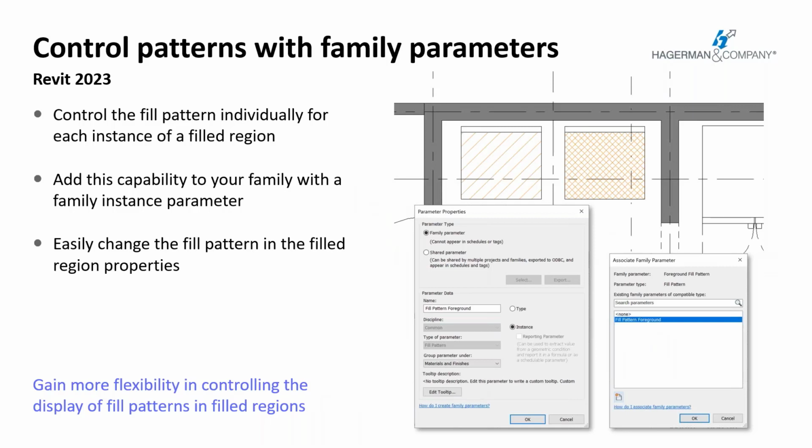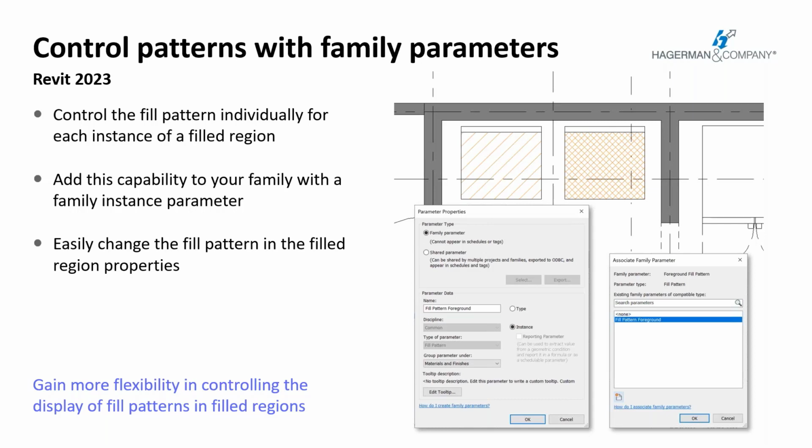Interesting feature here, the filled region tool allows you to define filled areas in detail views or add filled regions to annotation families. In previous releases of Revit, the fill patterns for filled regions were driven by a family type parameter. This required you to create separate family types for each fill pattern for the same family. In Revit 23, it enables the use of instance parameters for fill patterns.